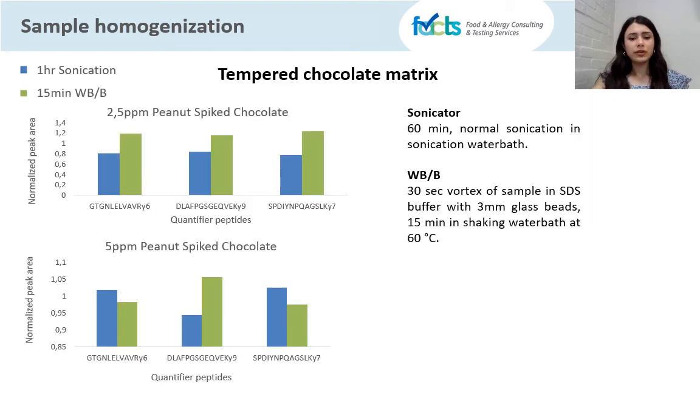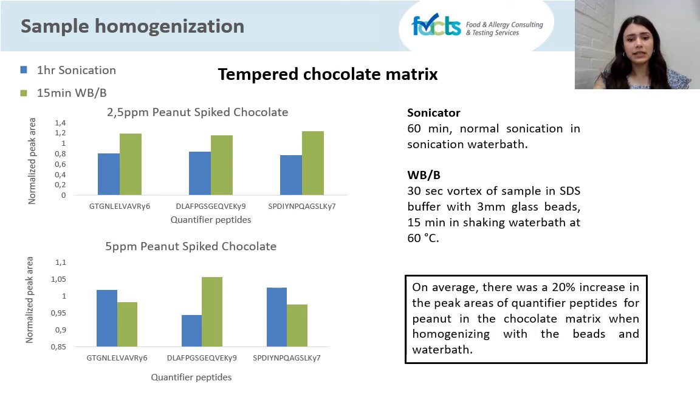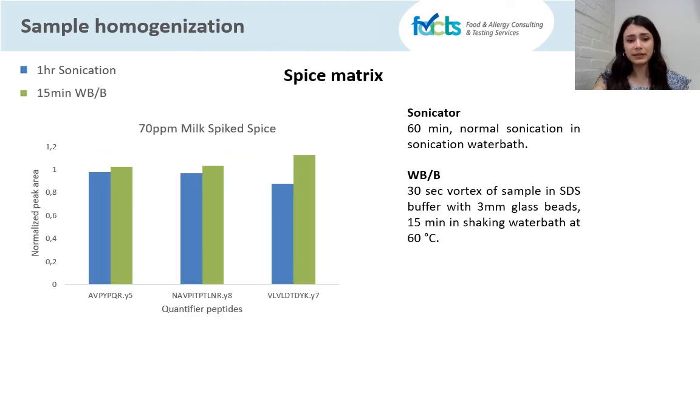We started exploring alternative homogenization methods, one of which was to vortex the sample in STS buffer with the addition of a few 3 mm glass beads, followed by a 15-minute step in a shaking water bath heated to 60 degrees Celsius. Samples were extracted via the different homogenization methods and analyzed on the LC-MS. The results look promising for the spiked tempered chocolate. There was a 20% increase in the peak areas of the peanut quantifier peptides when homogenizing with the beads and water bath.